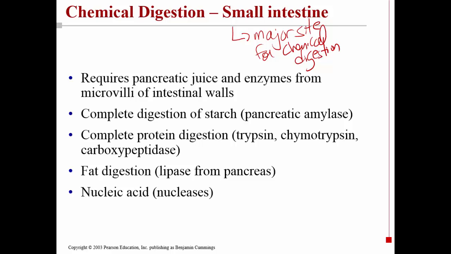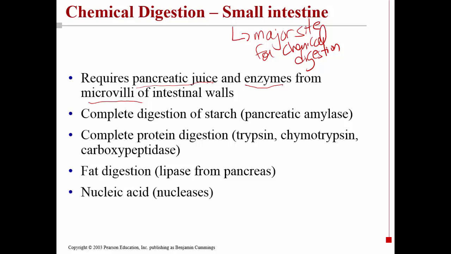Now, what kind of chemicals are required? Well, there are hormones and there are enzymes, but a lot of these enzymes are coming from the pancreas. So in the duodenum, the pancreas is going to release pancreatic juice, which contains a tremendous amount of digestive enzymes. In addition, there are some enzymes released from the microvilli of the small intestine walls. So what kind of chemical breakdown occurs in the small intestine?